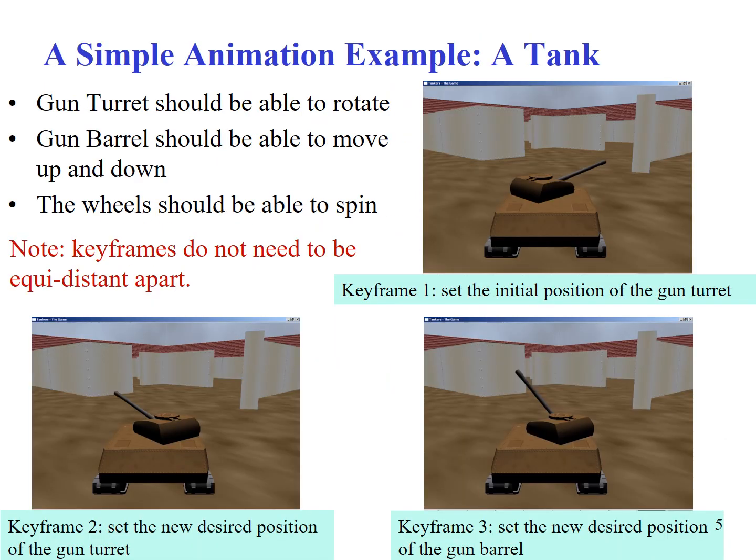Here is a simple animation example of a tank. The gun turret should be able to rotate. The barrel should be able to point up and down. The wheels should be able to spin. Note that the keyframes do not need to be equidistant apart. It depends upon the type of motion. So if you want to define the motion from here to here and then up, then you would define, let's say, the next keyframe where the turret has rotated in this direction, and in keyframe 3, we would show that the barrel has rotated upwards in this direction.